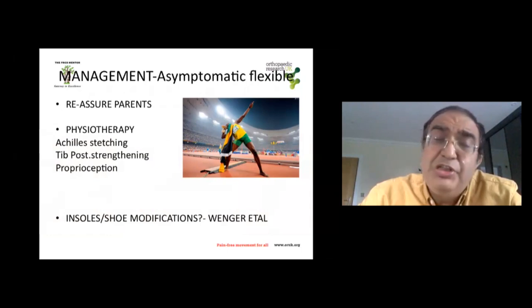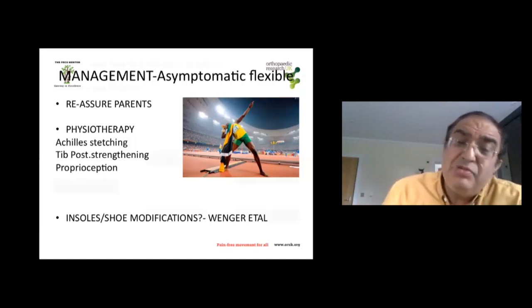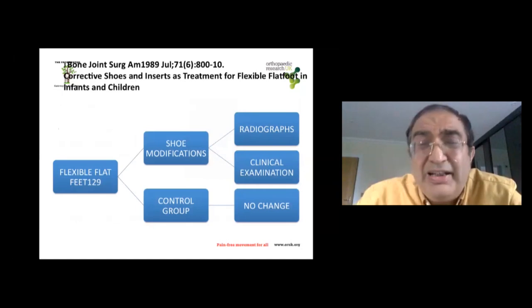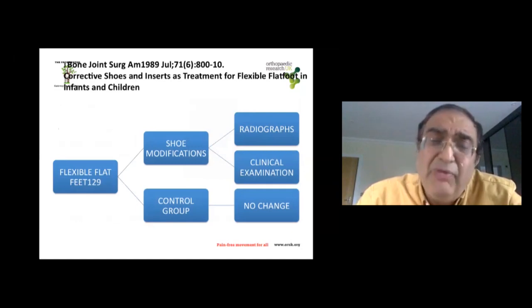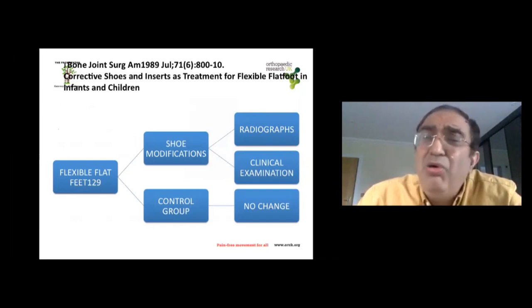You can do physiotherapy with Achilles tendon stretching and tibialis posterior strengthening and proprioception. And whether insoles or shoe modifications actually work in asymptomatic flexible flat foot is a big mystery. And this mystery was solved by Wenger et al., who did a prospective study on 129 children, dividing them into 4 groups, 3 where they had shoe modifications or heel inserts, and 1 where he did nothing. And he found that there was no difference at the 3-year follow-up. So therefore, really giving them insoles when they are asymptomatic and flexible, it's a waste of time.